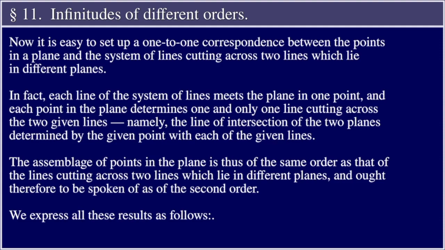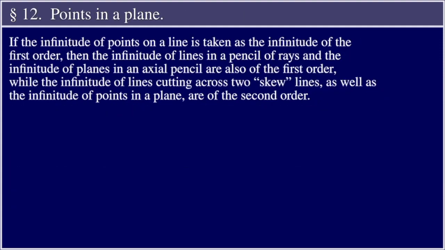The assemblage of points in the plane is thus of the same order as that of the lines cutting across two lines which lie in different planes, and ought, therefore, to be spoken of as of the second order. We express all these results as follows. Section 12. If the infinitude of points on a line is taken as the infinitude of the first order, then the infinitude of lines in a pencil of rays and the infinitude of planes on an axial pencil are also of the first order, while the infinitude of lines cutting across two skew lines as well as the infinitude of points in a plane are of the second order.